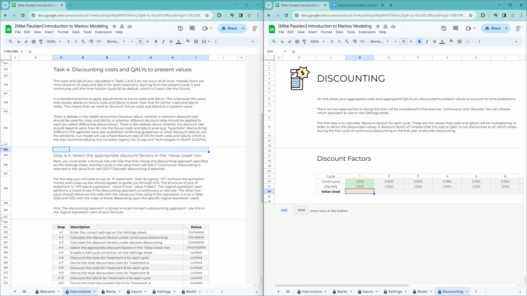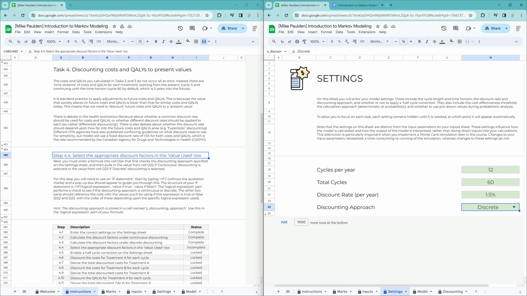Okay, so now we are on to step 4.4, and we need to select the appropriate discount factors in the used value row. And this just depends on what we had on the settings sheet. So recall in this cell here, which is called S_discounting approach, we're going to use that. And if that equals continuous, well, then we want to use the discount factors from the continuous row.